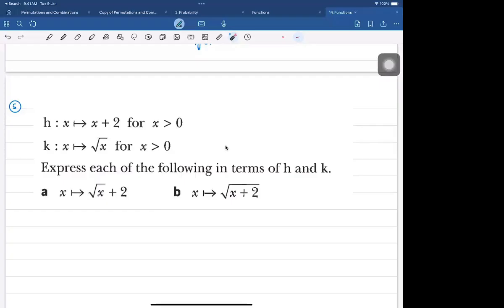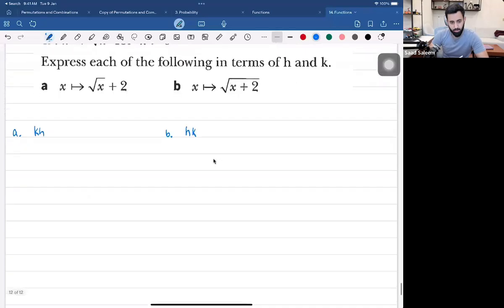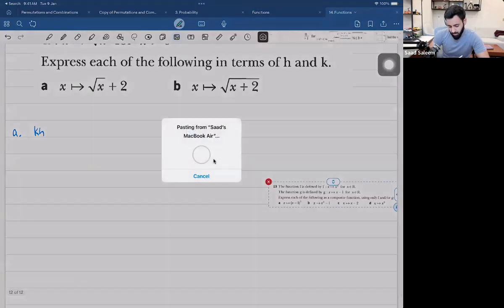Sir, is it k of h? Yeah, the first part, k of h, that's correct. So the answer to the first part is k of h. If you don't know how to do it, like I said, there are only two options. You can either plug in k and h, or you can plug in h and k. So try both. You will see which one works. And that's correct. Part B is h of k. Good job.